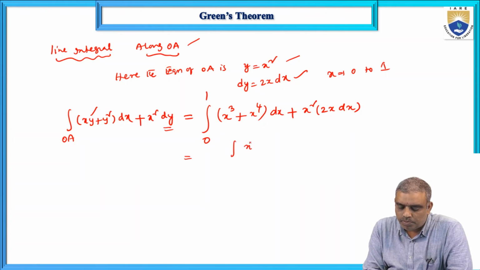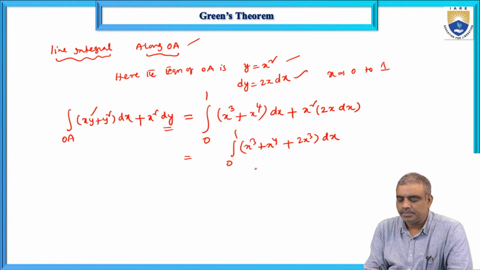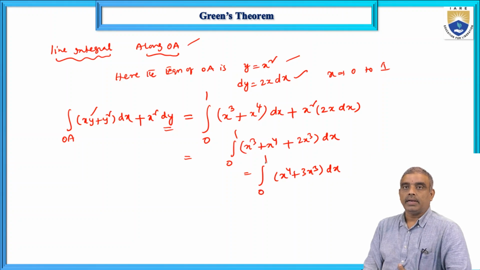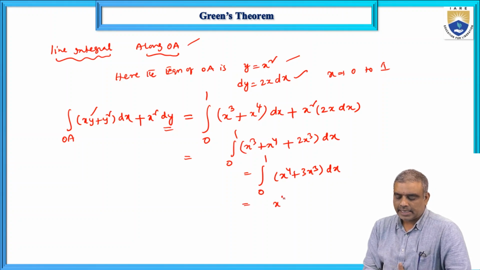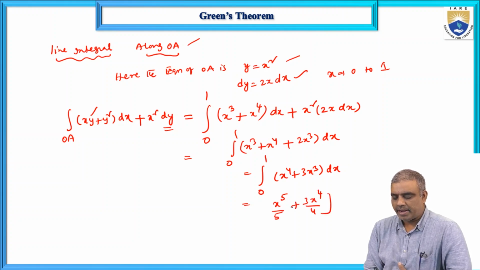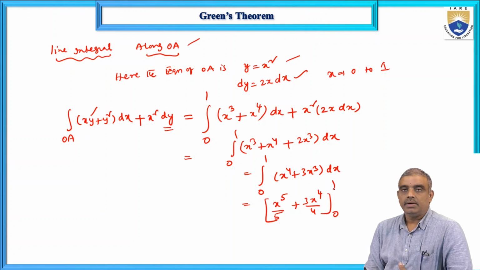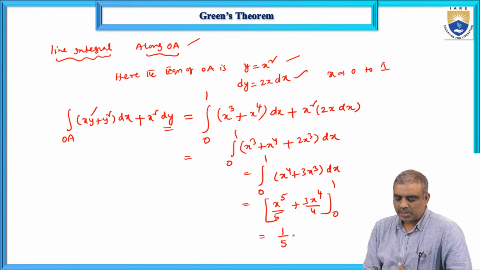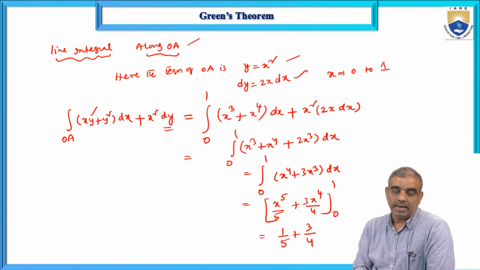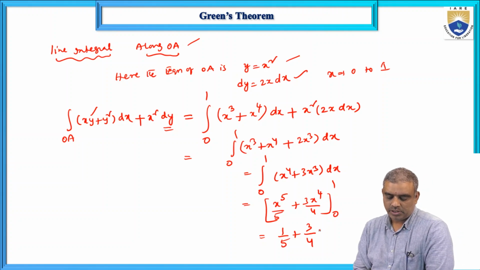This is the integral of x cube plus x power 4, 0 to 1, plus 2x cube dx. Or it is x power 4 plus 3x cube dx between 0 and 1. It is x power 5 by 5 plus 3 into x power 4 by 4 between 0 and 1. So substituting the limits, what will you get? 1 by 5 plus 3 by 4, and the lower limit 0 contributes nothing.